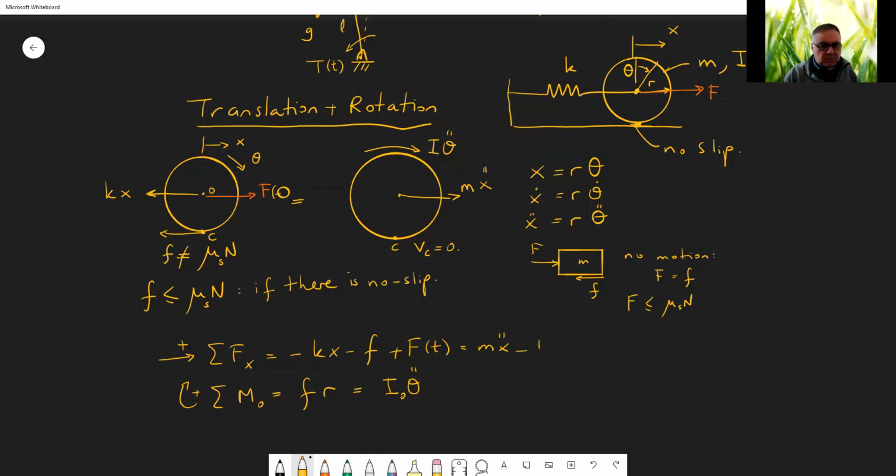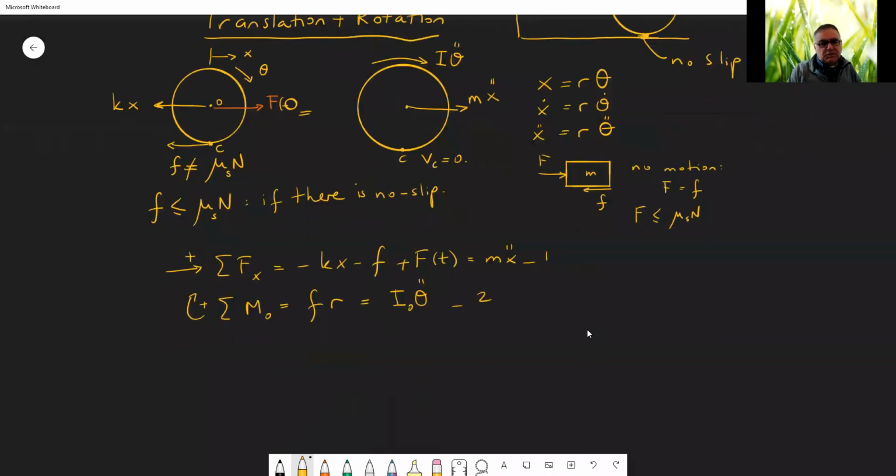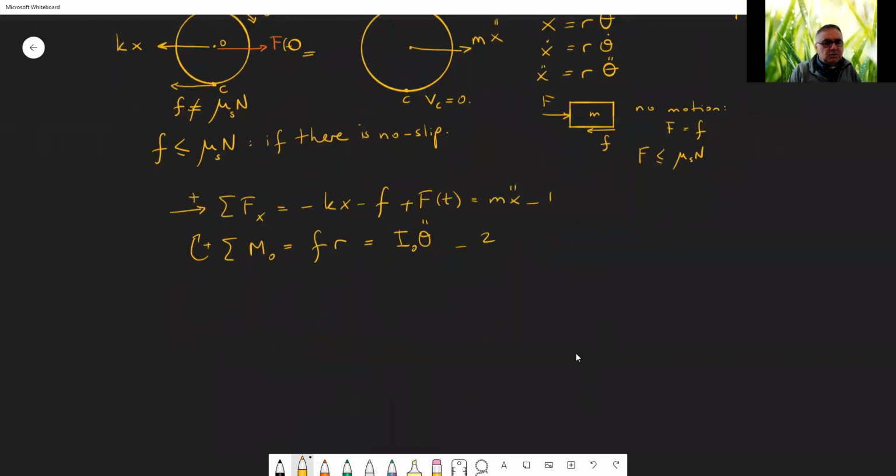So we have two equations, 1 and 2. But actually, we should have just one equation here. It is not a 2-degree of freedom system. It's a single degree of freedom system. The third equation we have is that x double dot is equal to r theta double dot. This is our third equation, which is the kinematic equation or compatibility equation.